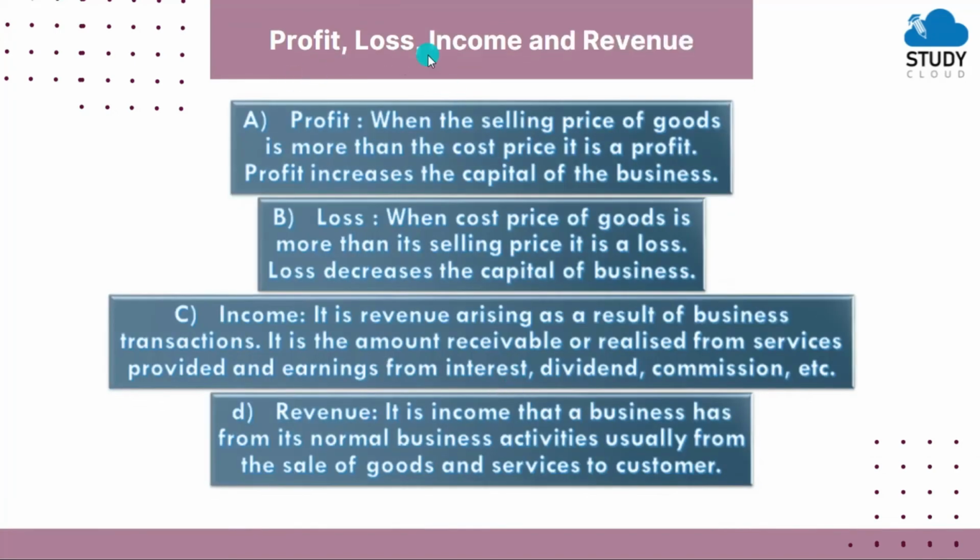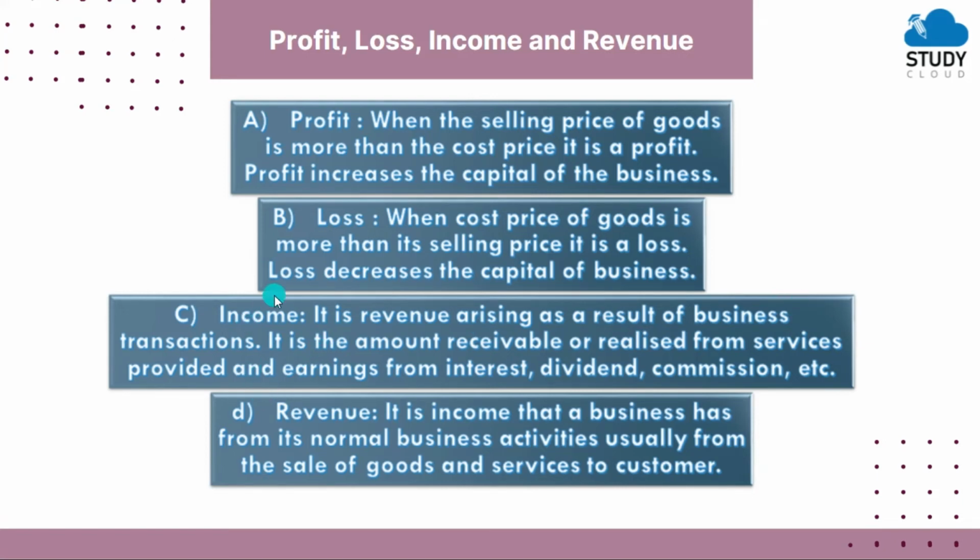Then profit, loss, income, revenue. So we know what is profit: when selling price is more than cost price, that is profit. If profit increases, then the capital of the business will also increase. Then loss: if cost price is more and selling price is less, that is loss. When there is loss, what will happen? Your capital will decrease.